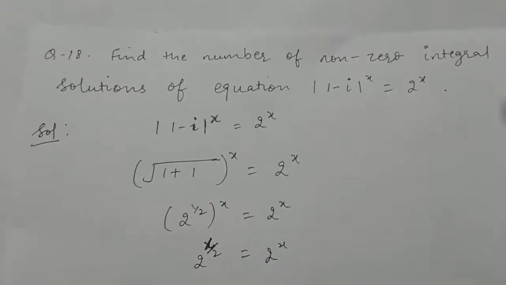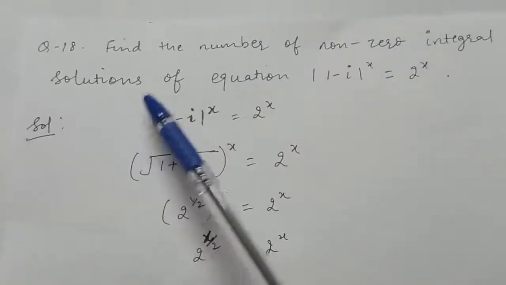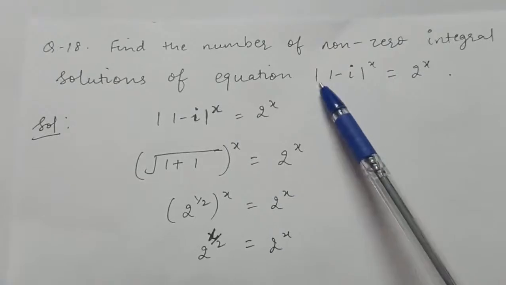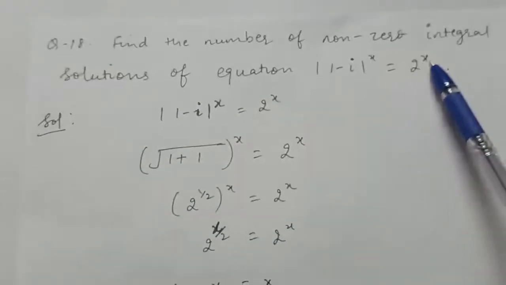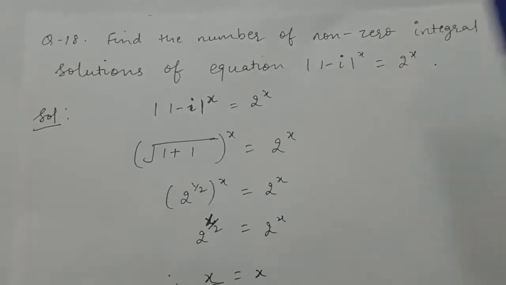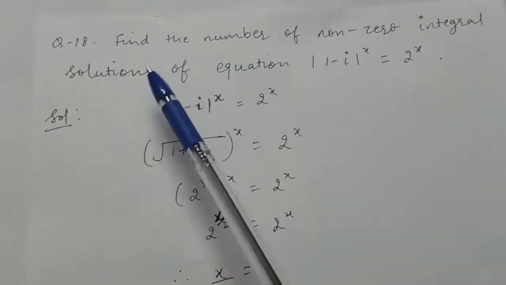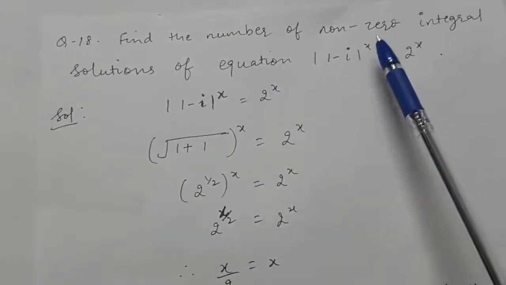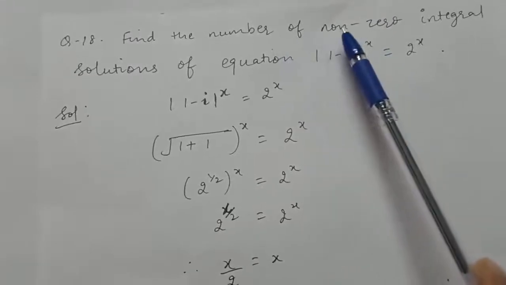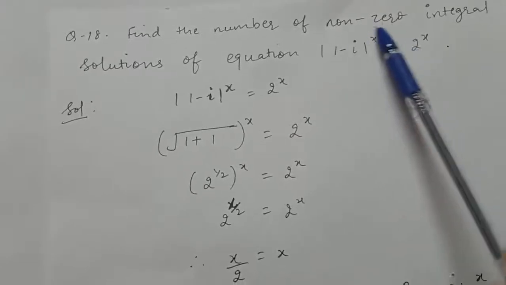Now, question number 18 is: find the number of non-zero integral solutions of the equation modulus of (1 minus iota) raised to the power x equal to 2 raised to the power x. So this is the equation given, and they have asked how many non-zero integral solutions exist. That is, you don't have to tell the value of x, but you have to tell the number of solutions. Right, that is the number of values of x which are non-zero.